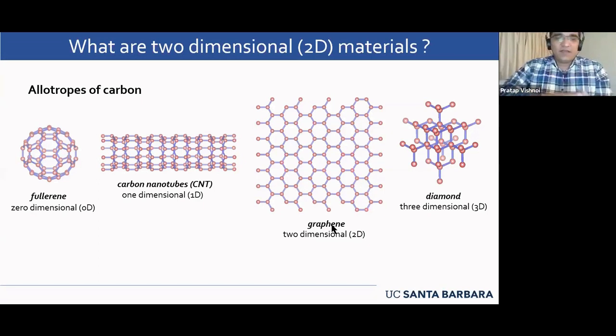So this paper can be grown in this direction or this direction, but cannot be grown in the Z direction. Such types of materials are known as two-dimensional materials. And then we move to the next dimension, diamond, which is well known.